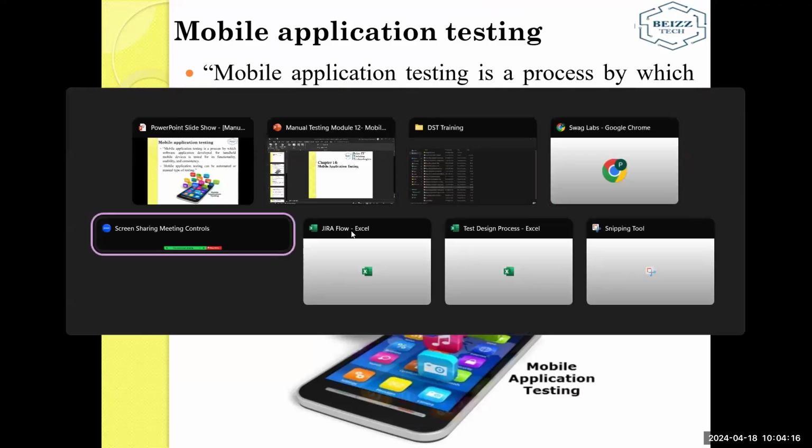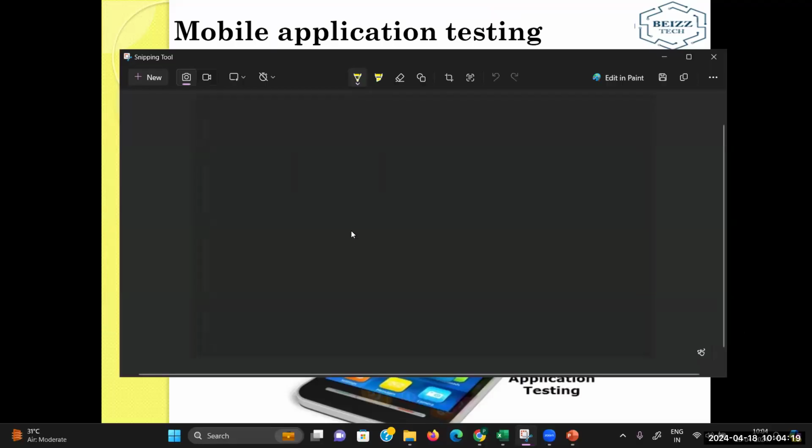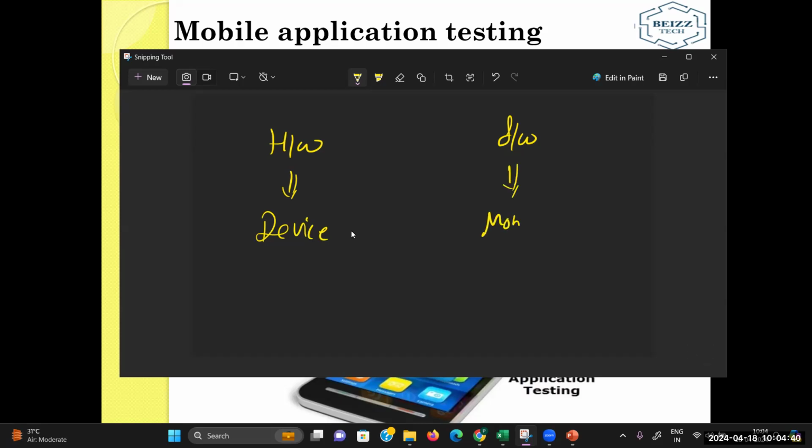See, first of all, there are two things. Whenever we start testing any mobile application, there are two important types you need to remember. First is hardware testing. Second is software testing. Hardware testing is nothing but device testing, guys. You can test your mobile device. Software testing means mobile application testing. Mobile application means the application which resides inside that device. But device testing is completely hardware testing.